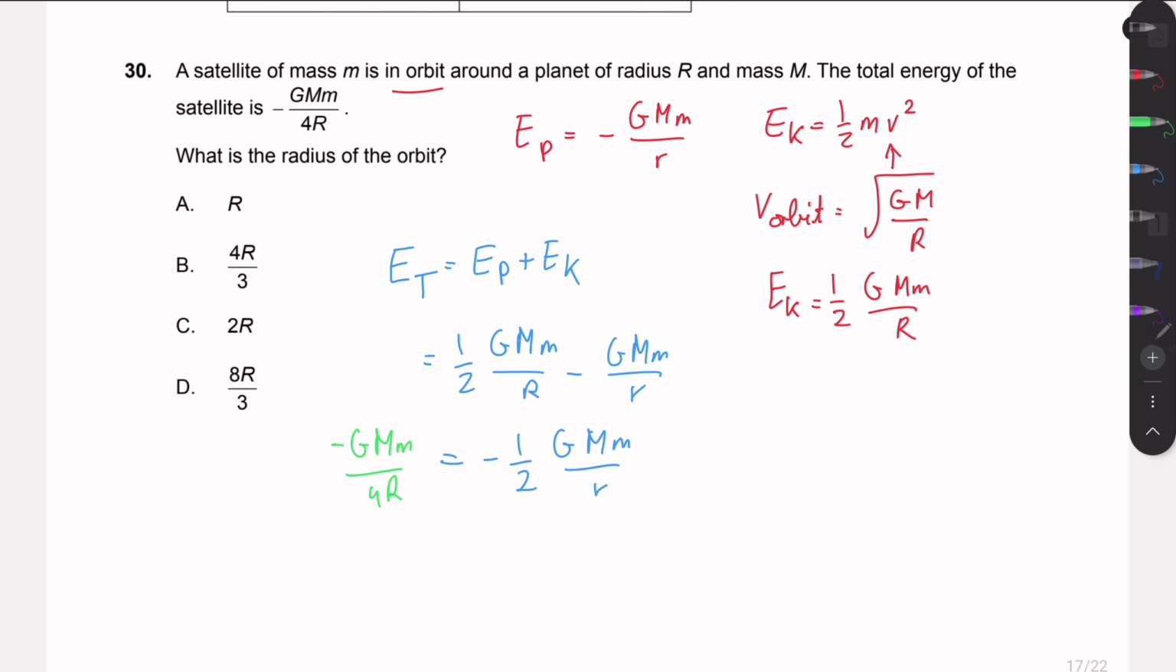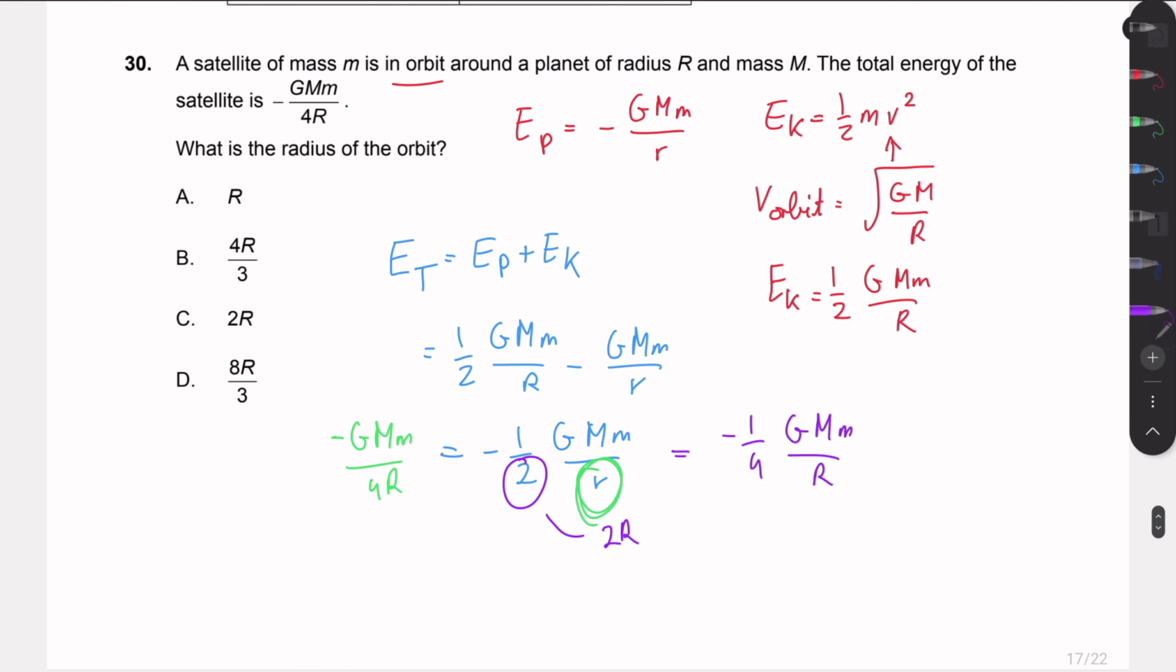And the question is what the radius of the orbit is. So the question is, what does this radius have to be over here, such that the total energy is this formula here. And well, you see, if we plug in 2r here, then we will find this formula, as this 2 will multiply with this 4, and then we will be left with this minus 1/4 GMm over r. So the radius must be 2r for the relationship to be correct.